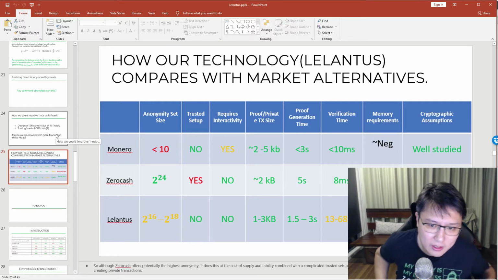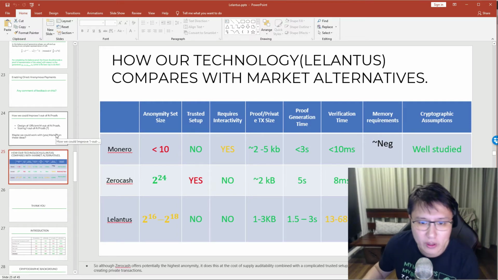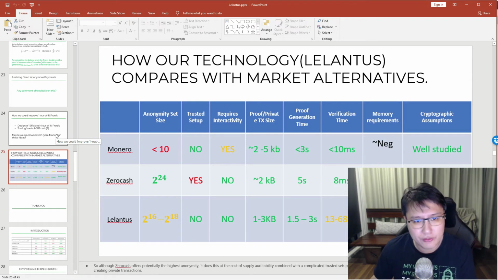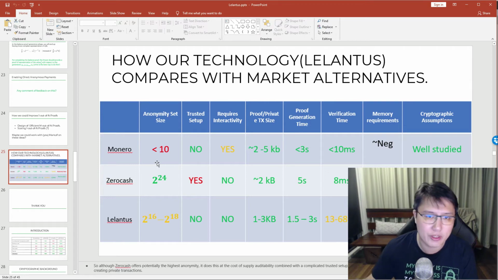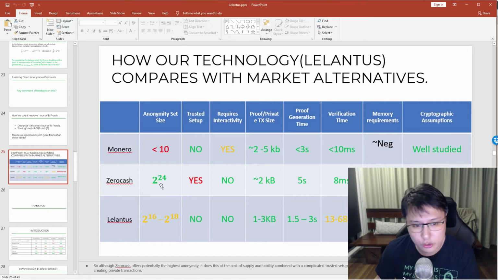So let's just take a look. We're still verifying all of this, but I think it should be relatively correct. How our technology Lelantus compares with leading market alternatives, and you can see Monero per transaction. Every transaction you're mixing with 11 other people or so. With Zerocash, you have the really high anonymity sets, 2 to the power of 24. With Lelantus, it's slightly less, 2 to the power of 16, 2 to the power of 18. We hope to increase it further, but we think that it still offers really high anonymity sets.